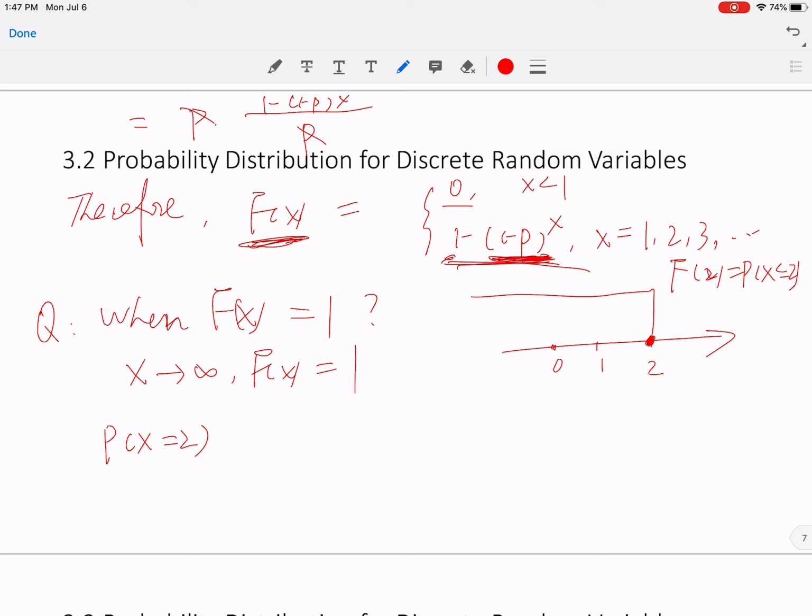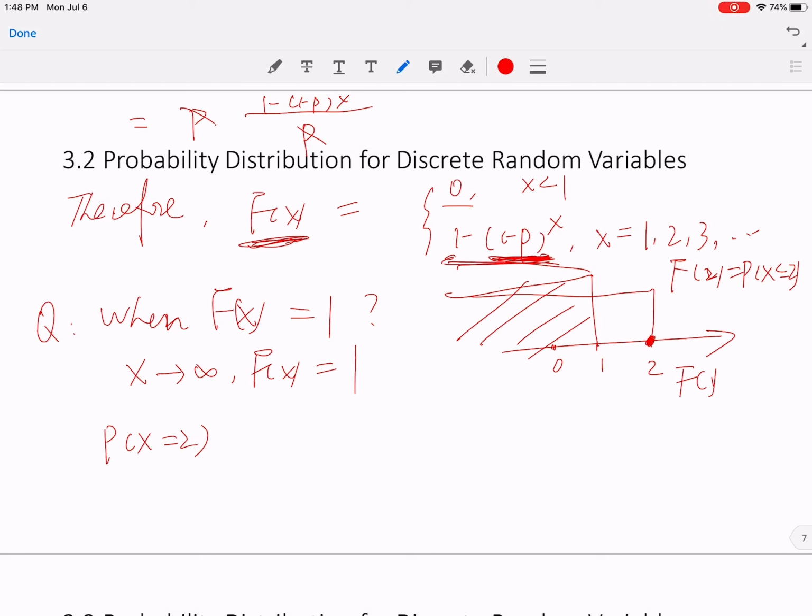Right? But we want the probability that x is equal to 2. We don't want the probability that x is less than or equal to 2. Okay? So what do we need to do? We want to subtract this part. So the probability of this interval is F of 1.